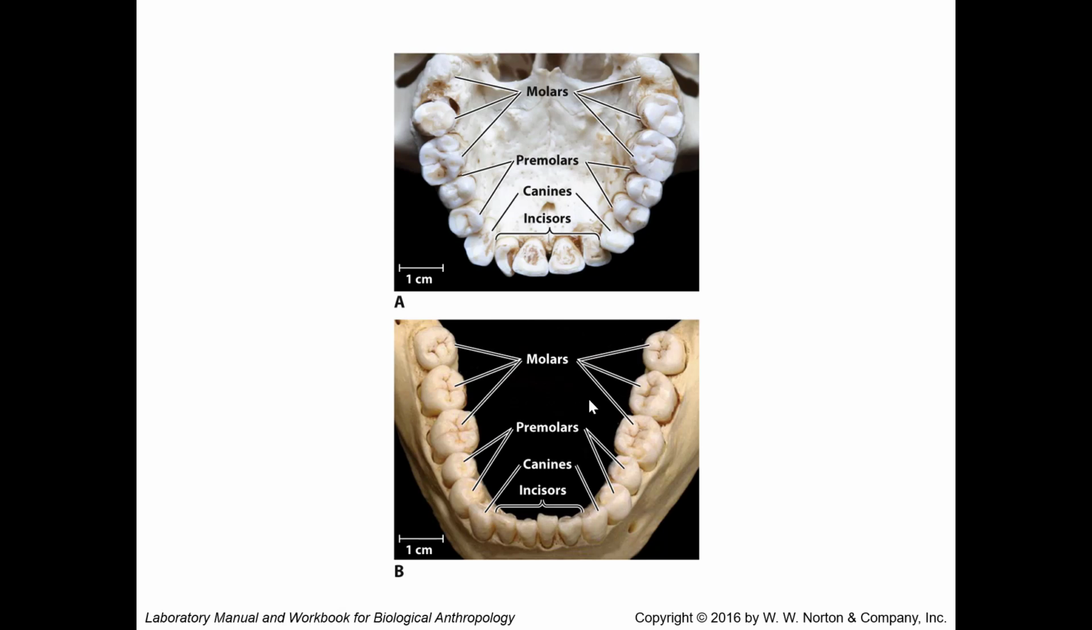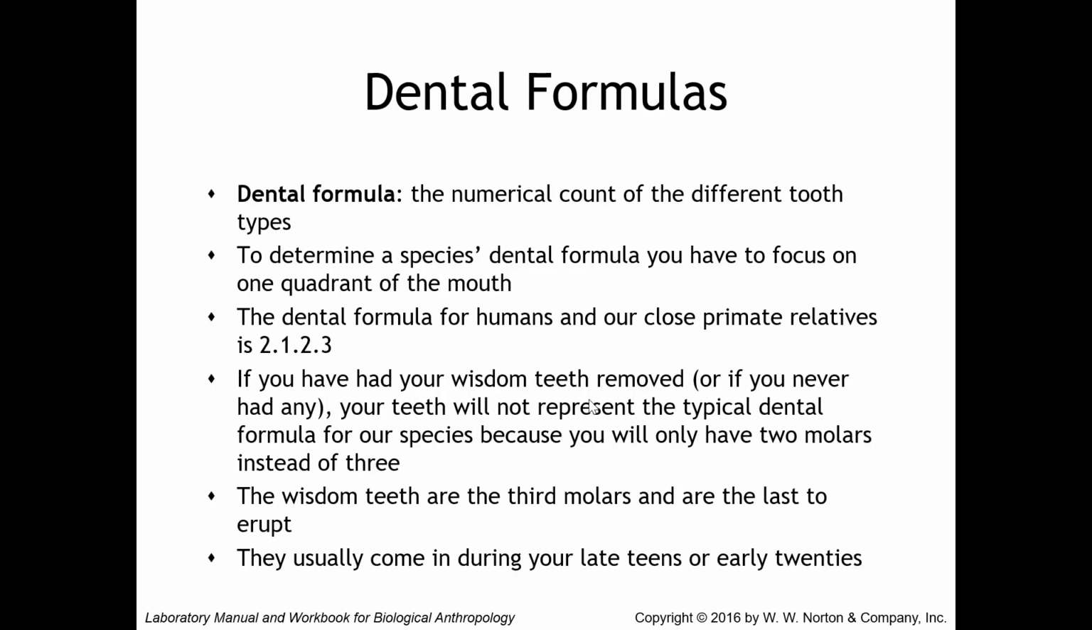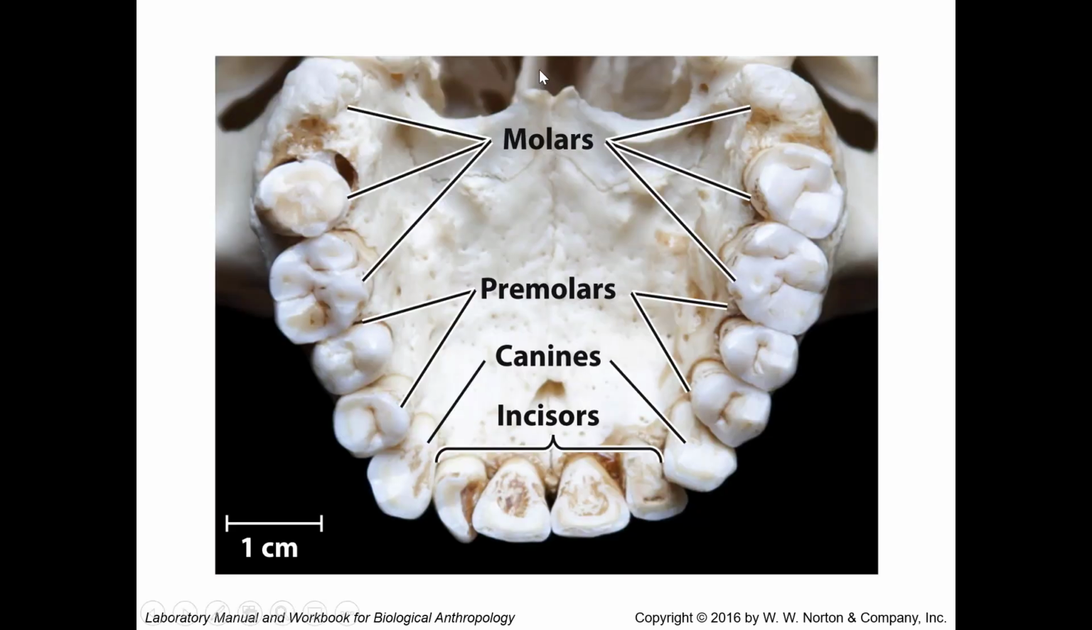The next thing we have to talk about, and I know I've already prefaced it a little bit, is the dental formula. So the dental formula is the numerical count of the different tooth types. To determine a species' dental formula, you have to focus on one quadrant of the mouth, right? So we're going to cut it down the middle right here, and we're going to talk about left and right this way. So left quadrant here, right quadrant here. So, one quadrant, 2 quadrants.